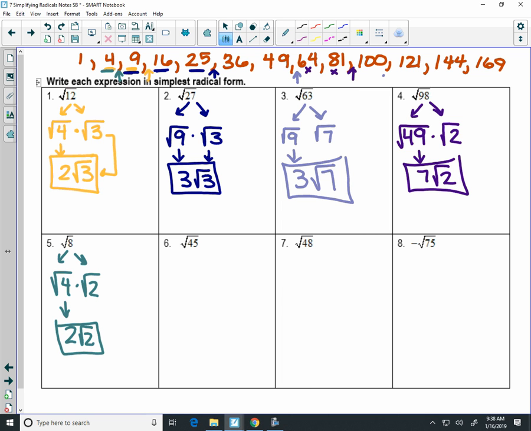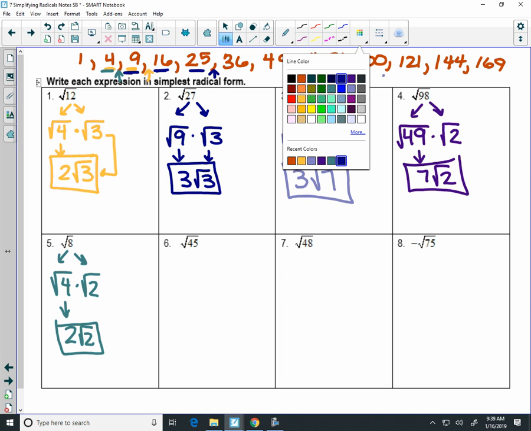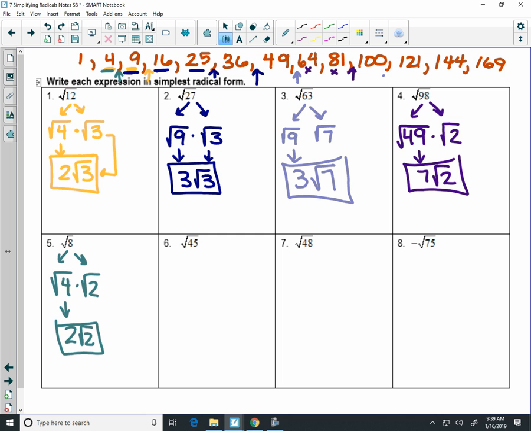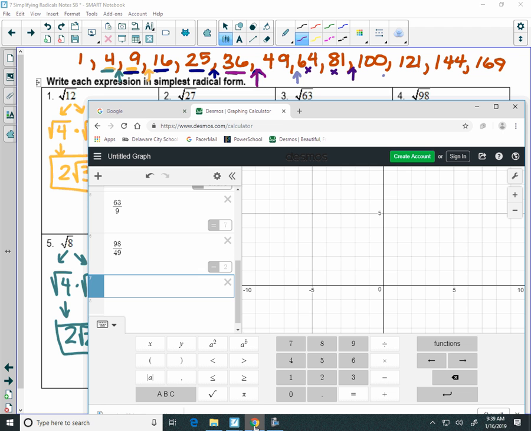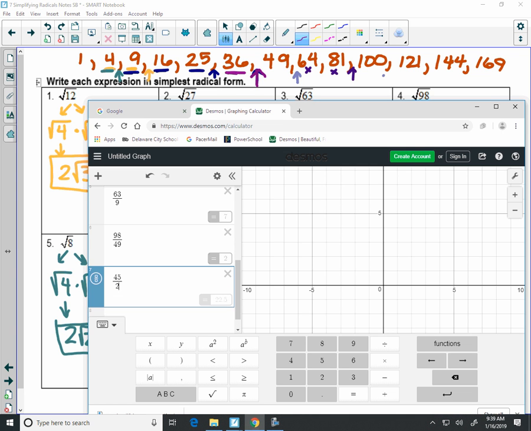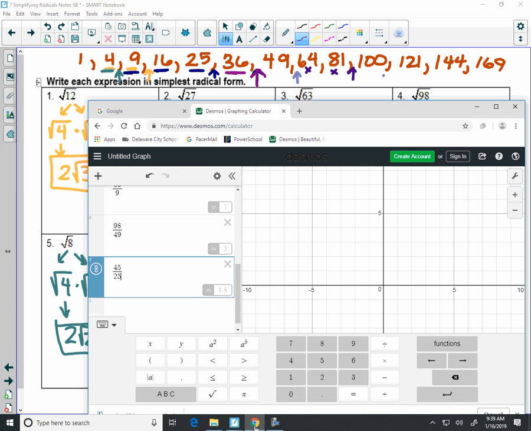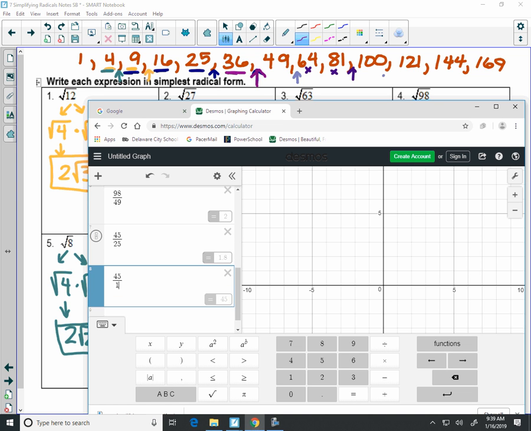Awesome. All right. Square root of 45. So 45 would be here. Ooh, let me pick a color I haven't used yet. 45 is here, just less than 49. 36 is not going to go into 45. 25, we can check always. 45 divided by 25, 1.8, that one doesn't go in. 16 we could try. 45 divided by 16. Nope.